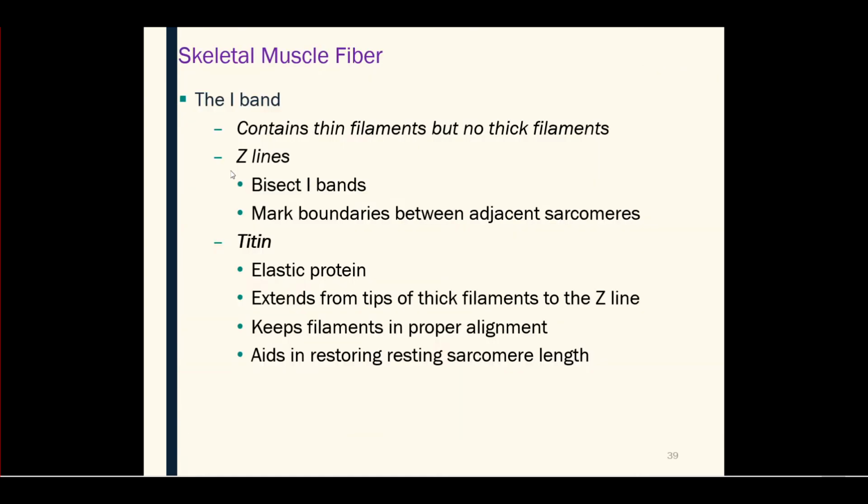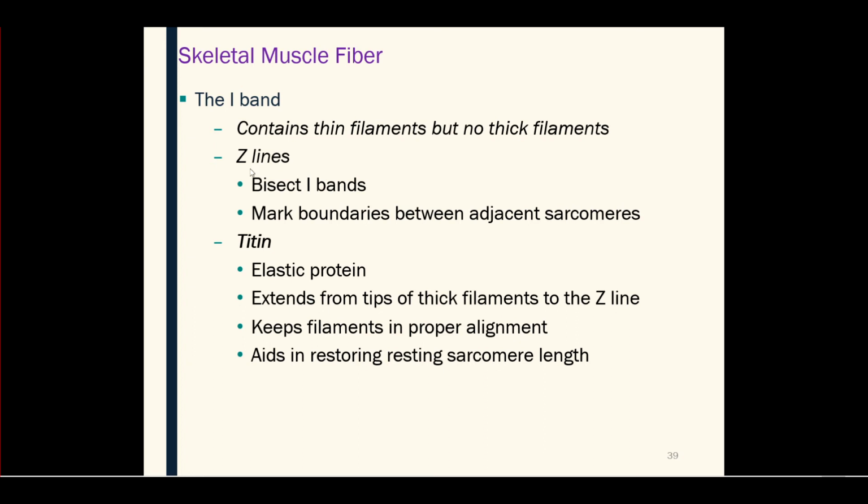Okay, so this is known as the Z line, and it bisects, right? Which just means that it cuts through the I band. And you can use it to mark the boundaries of adjacent sarcomeres. Again, it's what you want to look for to find one sarcomere and then the sarcomere next to it.